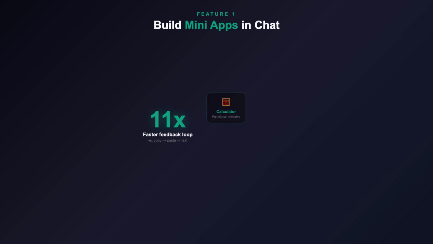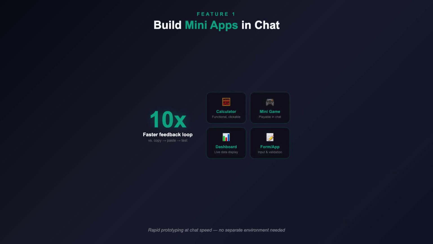The most powerful use case is building mini apps directly in the chat. Ask ChatGPT to build you a working calculator, a simple browser game, a form with validation, a data visualization dashboard. Instead of getting back a wall of HTML and JavaScript, you get a rendered, interactive app that you can actually use. Click the buttons. Fill out the form. Test the edge cases. Then tell ChatGPT exactly what to change, and watch it update. You're not debugging code anymore, you're reviewing a working product.